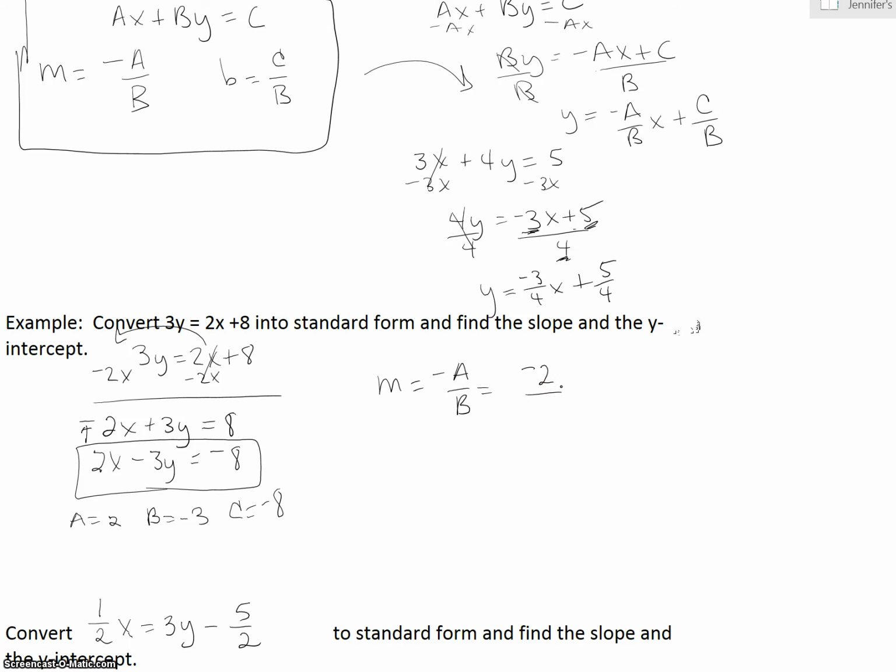Our b value is negative 3. Negative 2 divided by negative 3 is 2/3. Our y-intercept is c over b. So our c is negative 8, and our b value is negative 3. So our y-intercept is 8/3.